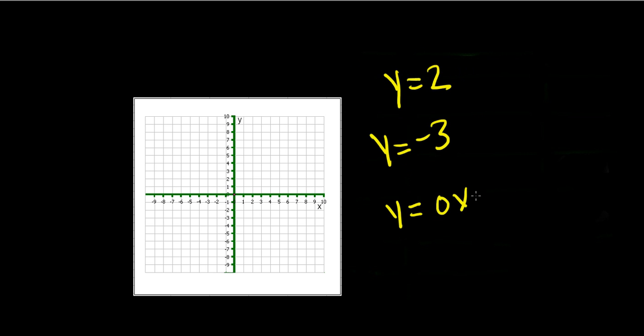We have y equals 2, and we have y equals negative 3. Both of these graphs would have zero slope and be horizontal lines. Because they both have 0 as their slope, they are parallel lines.